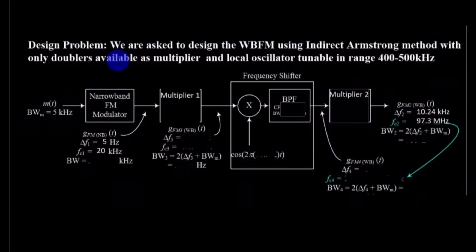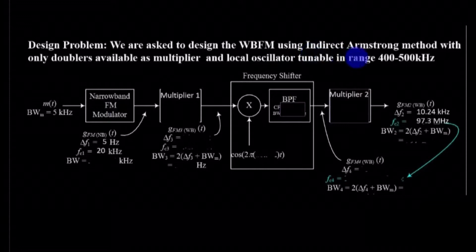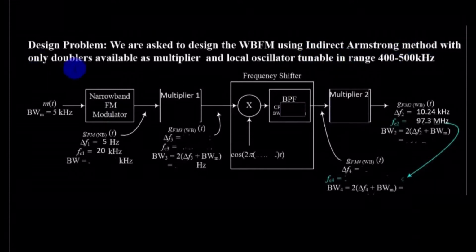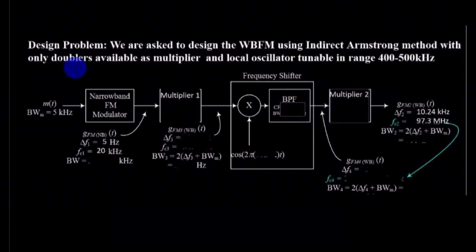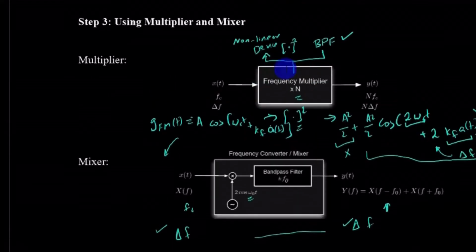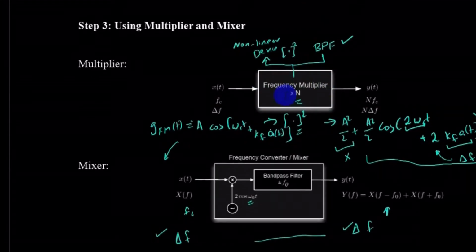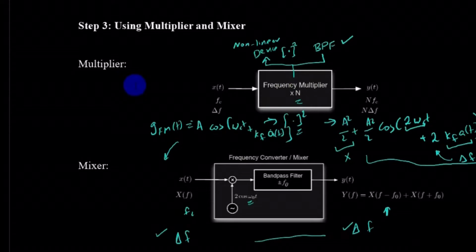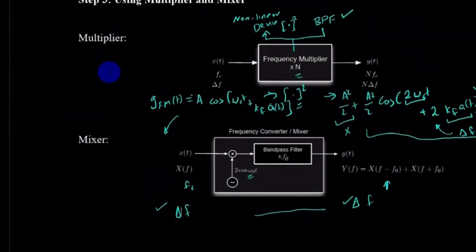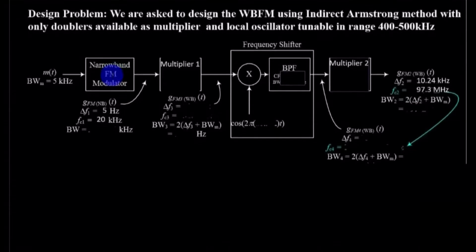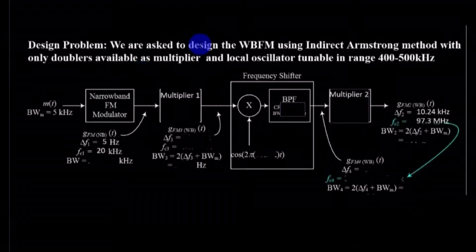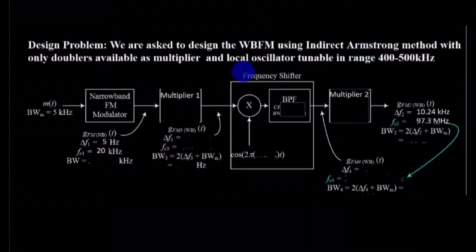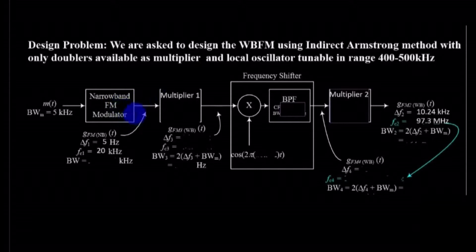In this design problem, we are asked to design a wideband FM using an indirect Armstrong method with only doublers. So doublers, as I mentioned, means that you can only have multipliers, these devices, in the order of twos, something like 2 raised to power n: 2, 4, 8, 16, 32, 64, 128, and so on.